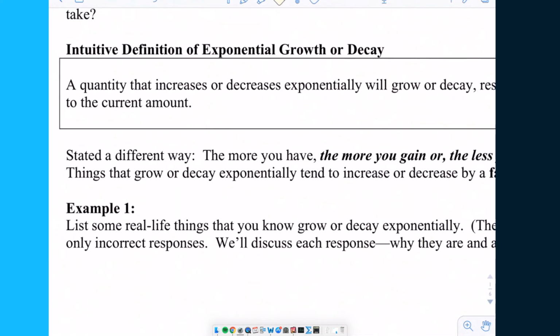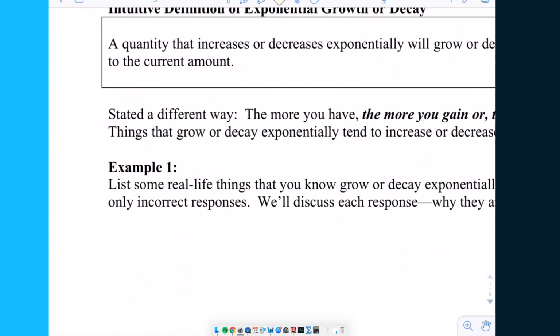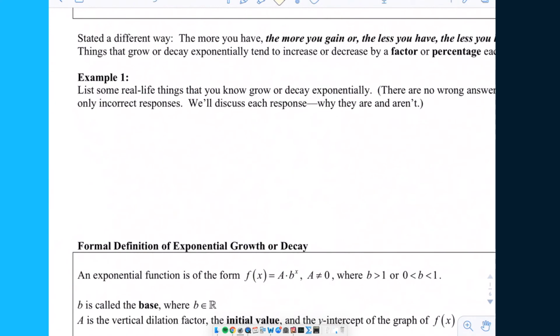All right, let's go ahead then and intuitively define exponential growth or decay. A quantity could be anything, right? Could be money, could be rumors, could be bacteria. A quantity that increases or decreases exponentially will grow or decay, respectively, at a rate that is proportional to the current amount. That's a hugely important qualitative description of exponential growth or decay. The more you have, the more you get, or the less you have, the less you lose. All right, so we've already done example 1.